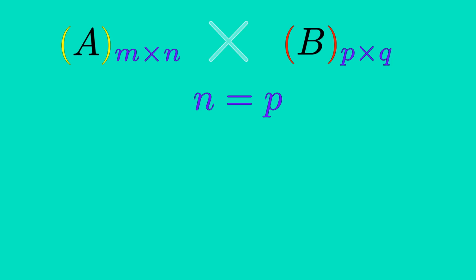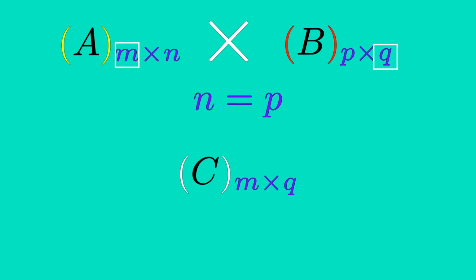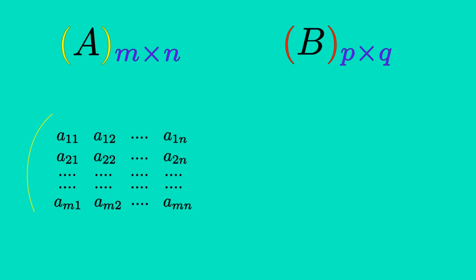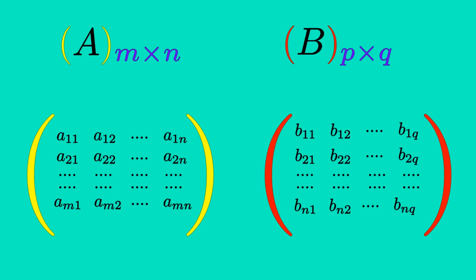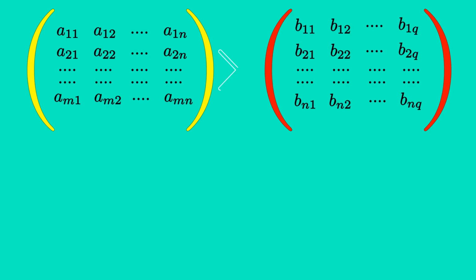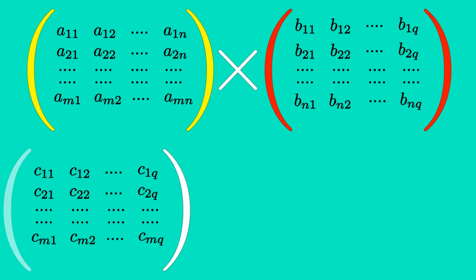Now after multiplication, if you get the new matrix C, then its order must be equal to m by q. That means the row number of C would be equal to the row number of A and the column number of C would be equal to the column number of B. Let's take the matrix A like this and take the matrix B like this. See, here the column number of A and the row number of B are the same, and after multiplication we are getting the matrix C like this. Now we have to find all the elements of this matrix.